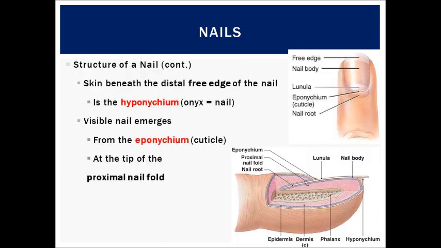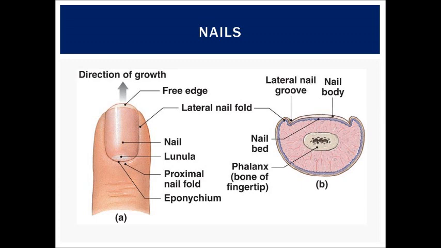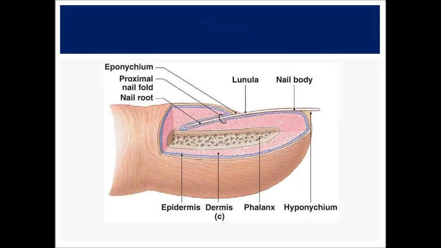Next structure, the hyponychium. It is located under the distal, free edge of the nail. Another structure is the eponychium. It is located at the tip of the proximal nail fold. Here is the image of nails and their structures. Here is another image of the nail. You may find the hyponychium and eponychium.